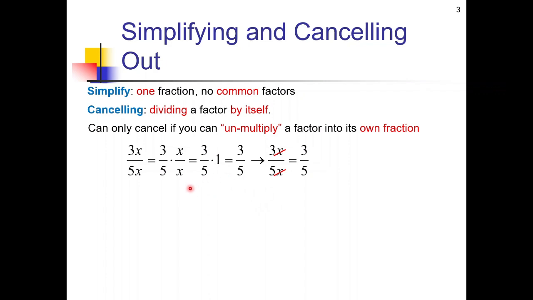What if you have another situation like x plus 3 over x plus 5? Well, in this situation, x and 3 are not being multiplied together, so I can't unmultiply these x's into their own fraction. So this is a situation where we cannot just cross off the x's.